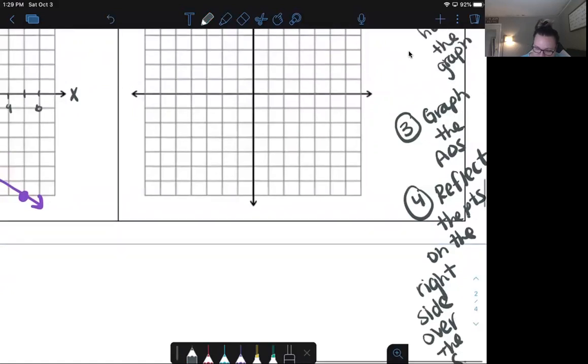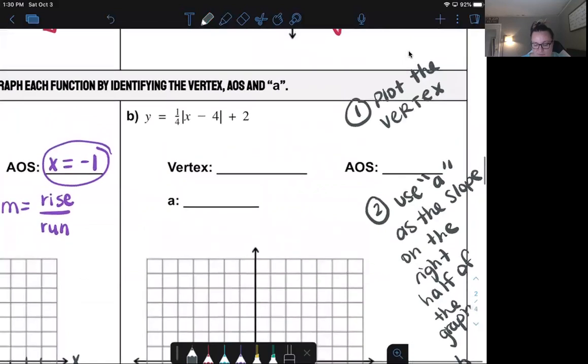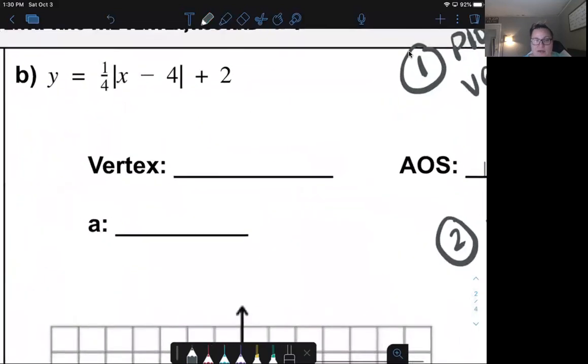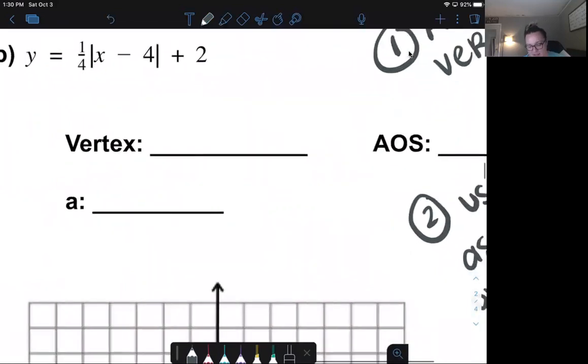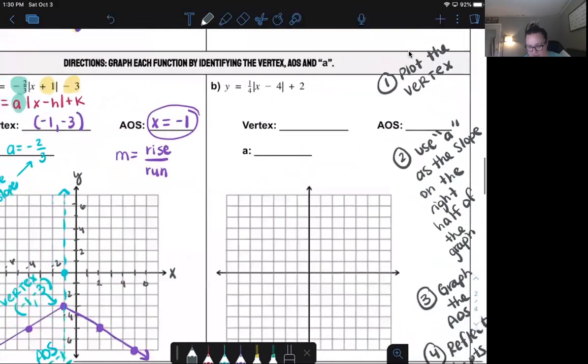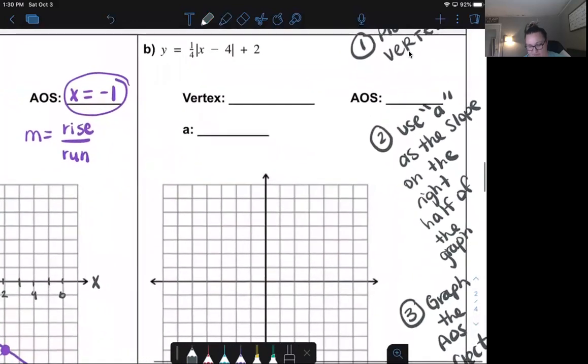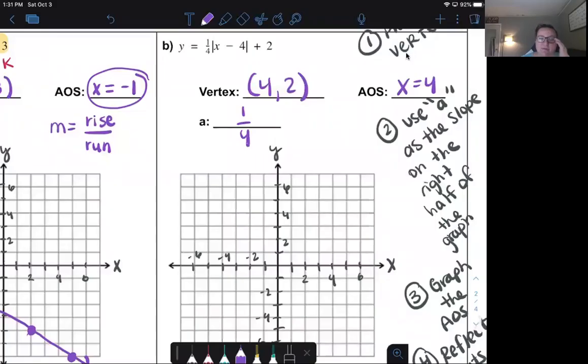So your equation is y equals 1/4 times the absolute value of x minus 4 plus 2. Identify your vertex, axis of symmetry, and A, and then use our 4 steps to get it graphed. Good luck. So I recognize that my vertex is 4, 2. My axis of symmetry is the line x equals 4, and my A is 1/4.